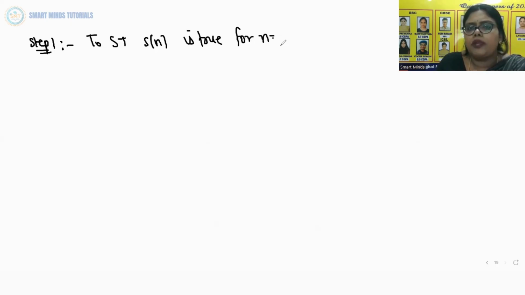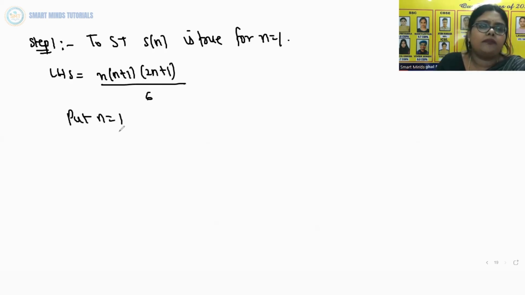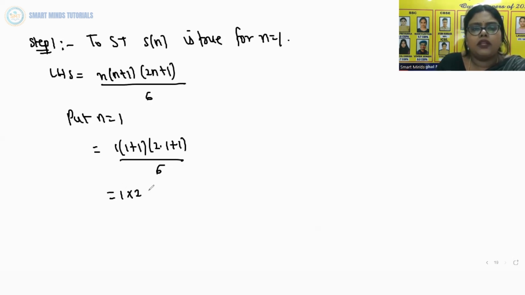Now we will start with step 1. What is step 1? To show that S of n is true for n is equal to 1. So what is LHS here? LHS is the nth term, n into n plus 1 into 2n plus 1 by 6. Now put n is equal to 1. So that will be 1 into 1 plus 1 into 2 into 1 plus 1 by 6. That is 1 into 2 into 3 by 6. 2 threes are 6, 6 cancel, that is 1.